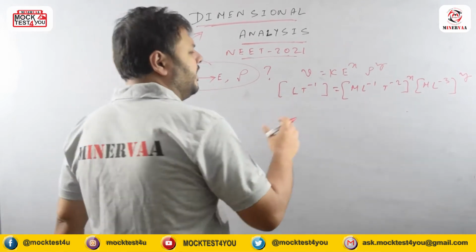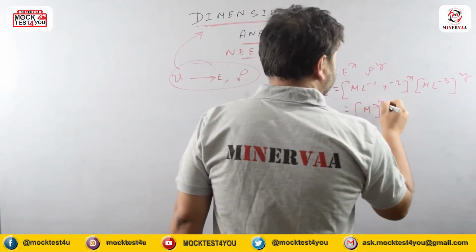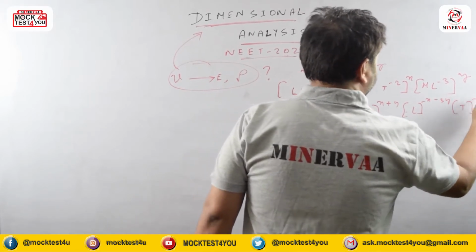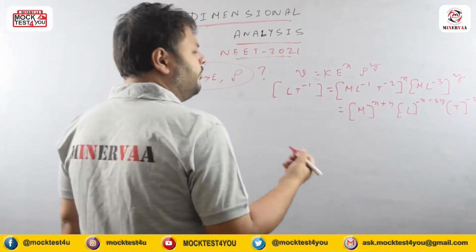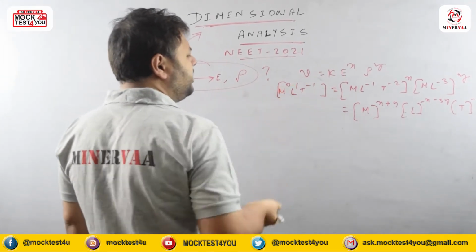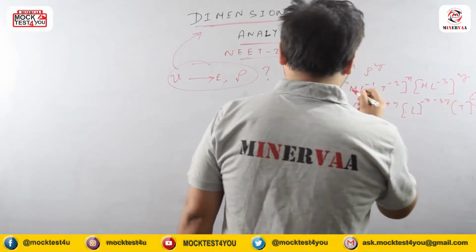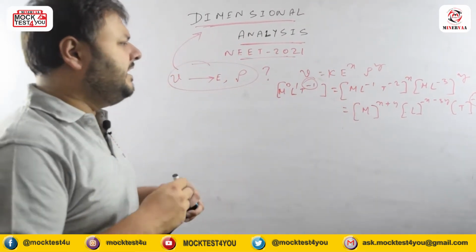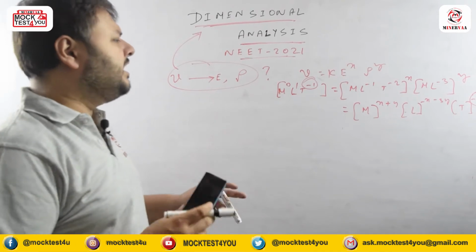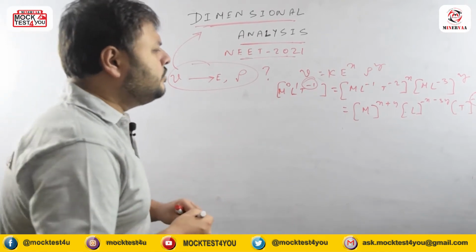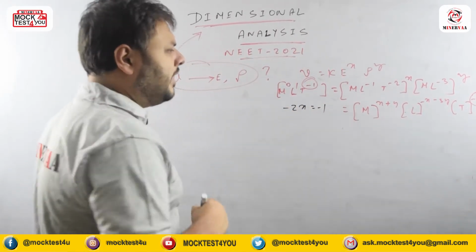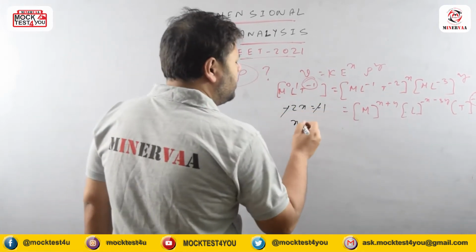Now, when we want to compare all this, it is M to the power x plus y, L to the power minus x minus 3y, and T to the power minus 2x. So this will be the thing. Whenever we compare, M on the left we can take as M to the power 0. If I start comparing on both sides, T can be compared first, because it is not associated with any other variables like x and y. It is only the independent variable x over there. So minus 2x equals minus 1 if I compare on both sides. Minus minus goes, so x becomes half.